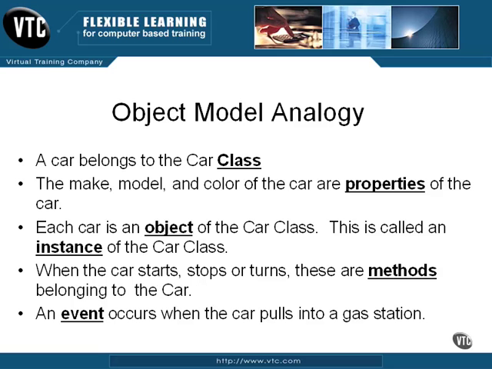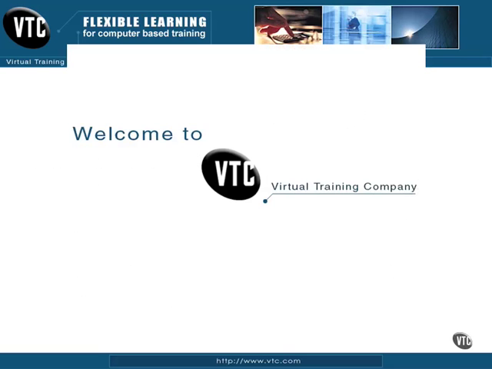When the car stops, or starts, or turns, these could be considered methods belonging to the car. That is, these are actions or verbs that the car can perform. And finally, an event occurs when an action occurs, such as when the car pulls into a gas station. The action of pulling into the gas station is considered an event, similar to a person clicking the mouse.